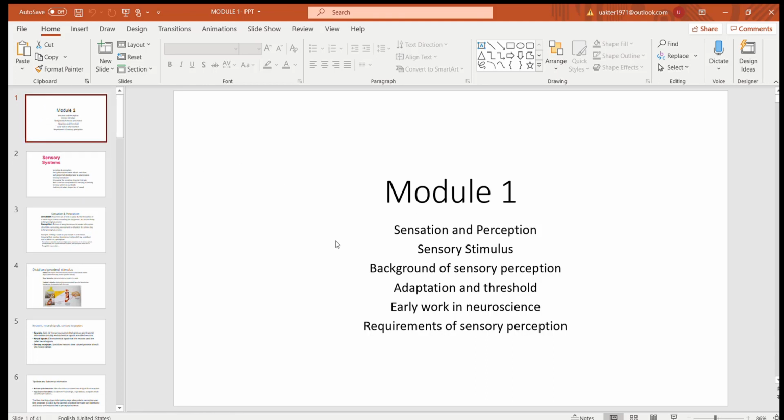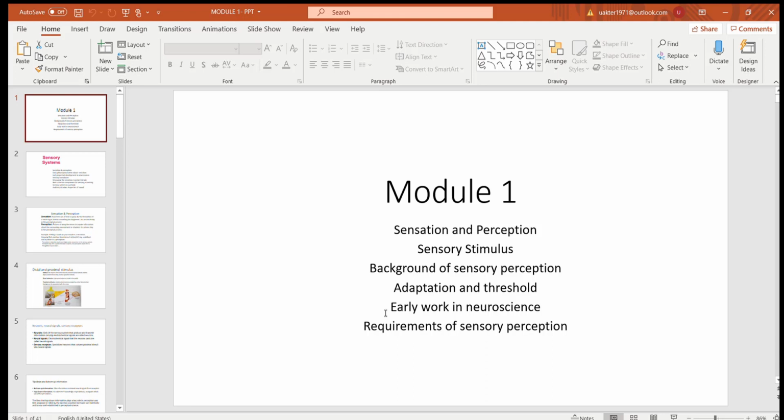Then we'll talk about the background of sensory perception, history of sensory perception. In this part, we'll talk a little bit about the philosophy of sensory perceptions, and then we'll talk about two very important topics. One is sensory adaptation and another is sensory threshold of sensation. And then we'll talk about early work in neuroscience, important landmark works in neuroscience.